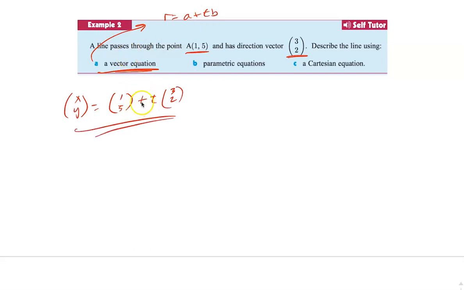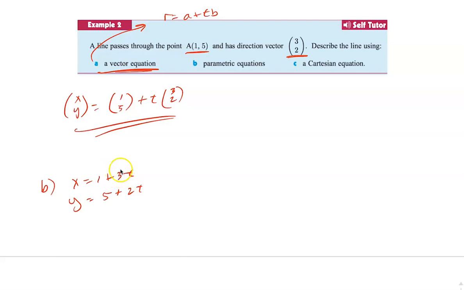You're done. If you want a parametric equation, it's super simple. You just separate it all: separate the x's and separate the y's. So x equals 1 plus 3t, and y equals 5 plus 2t. If you want, you can rewrite it, but that's the general idea. So there's your parametric equation. Super simple to separate them.